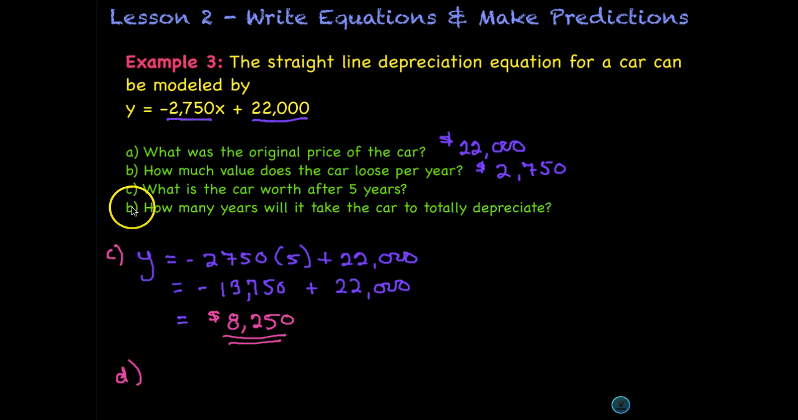How about D, the last one? How many years will it take the car to totally depreciate? Well, if we're totally depreciating a vehicle, then at the end of however many years, that's what we're going to determine, the value will be 0. So where do we put that 0 in? Well, 0 represents the car's value.